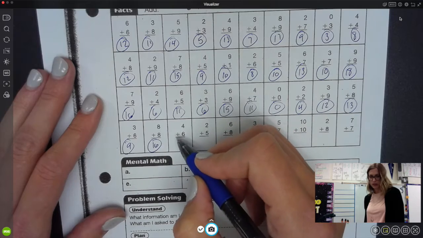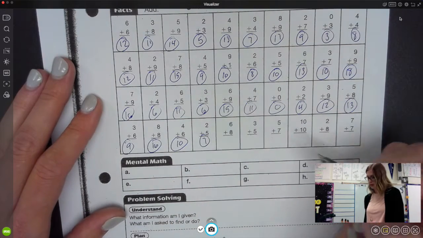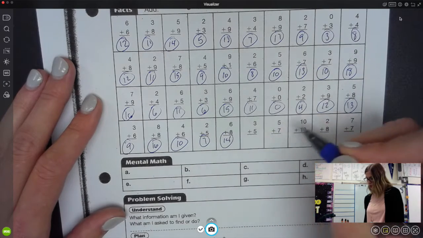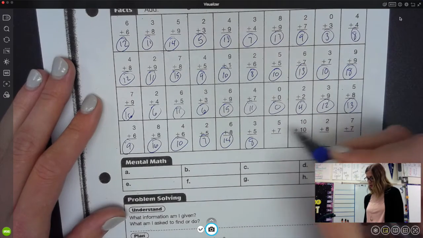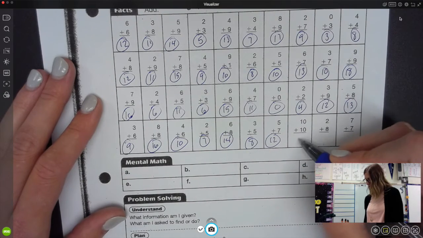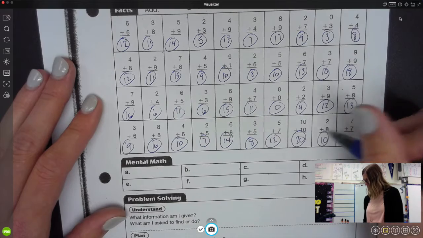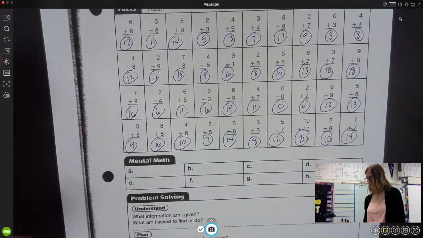4 plus 6 is 10. 2 plus 5 is 7. 6 plus 8 is 14. 3 plus 5 is 8. 7 plus 5 is 12. And 10 plus 10 is 20. And 2 plus 8 is 10. 7 plus 7 is 14.